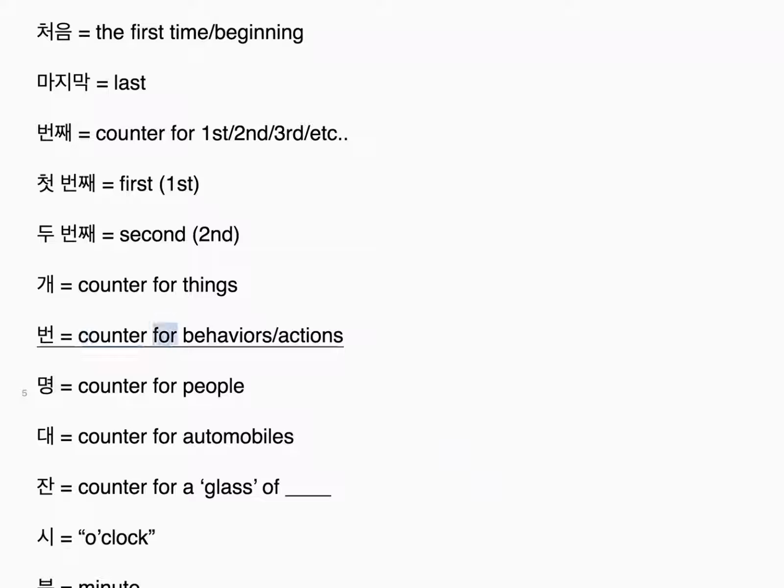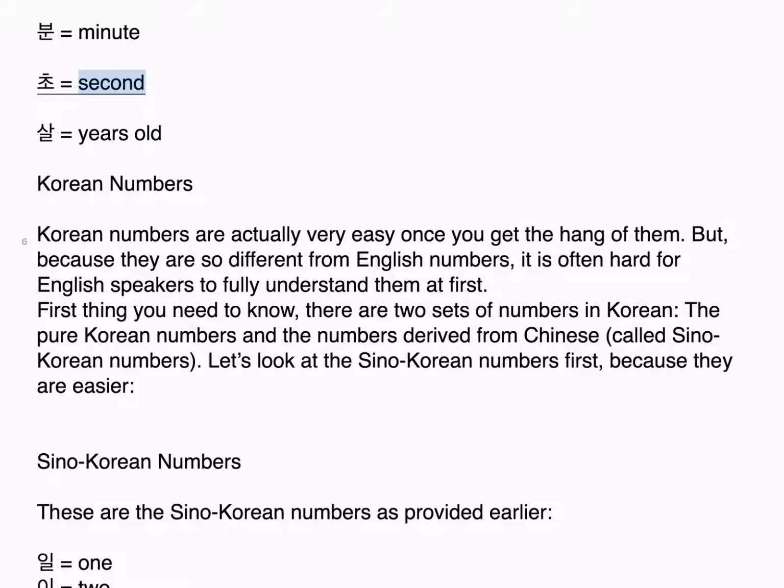개, counter for things. 번, counter for behaviors, actions. 명, counter for people. 대, counter for automobiles. 잔, counter for a glass of. 시 equals o'clock, 분 equals minute, 초 equals second, 살 equals years old.